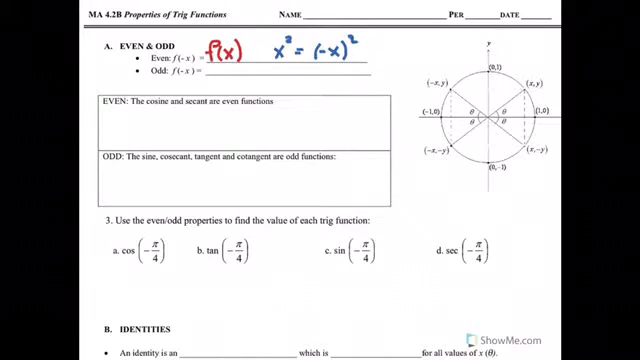So how about odd functions? In an odd function, when you plug in a negative input, it gives you the same output, but a negative output. For example, functions that we've looked at that were odd functions were x cubed. When you cube x, it's negative if you plug in negative x.